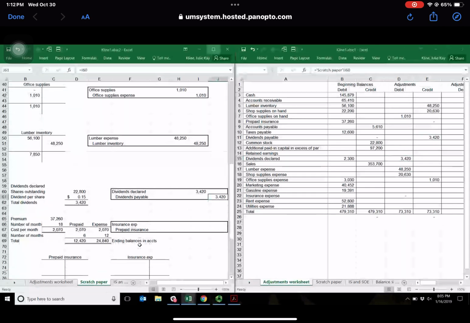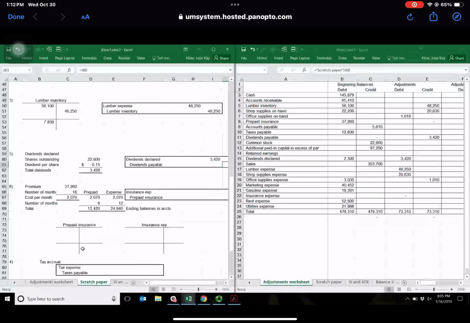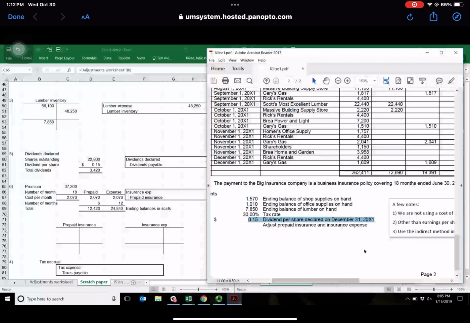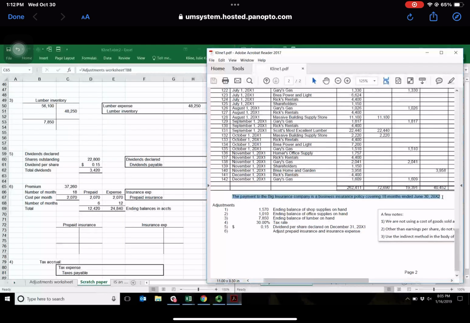All right, the last one before the tax accrual is insurance. Now this one is commonly missed, so let's take some time and look at this. We have a premium, which just means that we paid money to have an insurance policy. They call that a premium. This information at the bottom of your cash disbursements journal tells you about this policy that you paid for. It is a business insurance policy, and it covers 18 months ended June 30th, 2002. So we made a payment in 2001 that relates to 2001 and 2002 insurance costs.